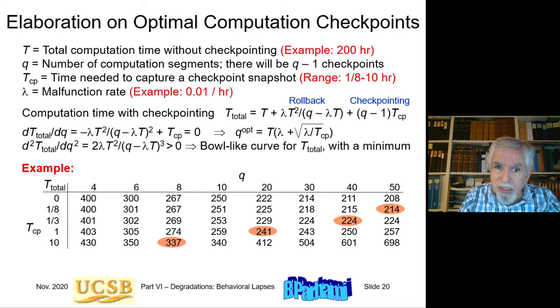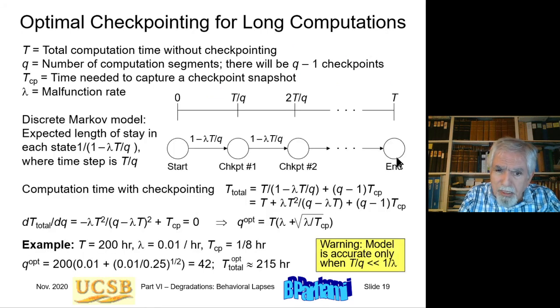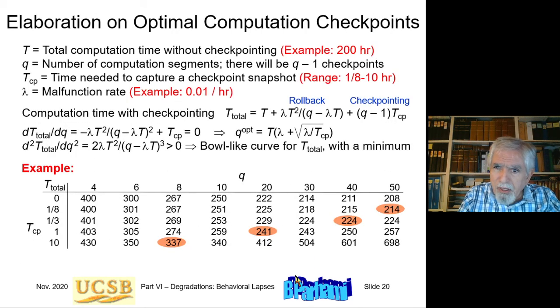If there's a much smaller overhead, 1/8, then the optimal Q, we determined it to be 43, I think, in the previous slide. 42. Okay, 42 is missing from the data here. So for 42, what was the value? It is 215 hours. So 40 and 42 are really not much different.